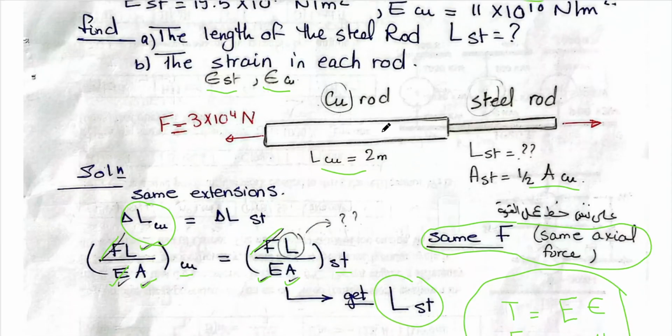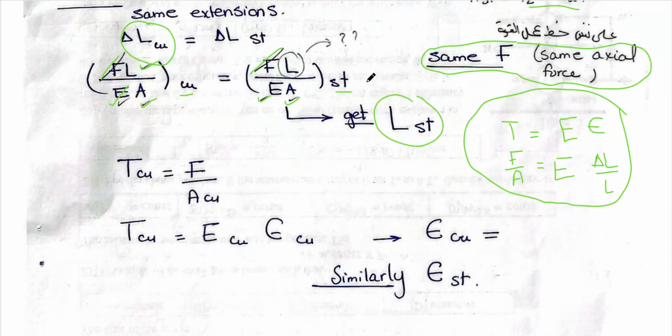The second requirement was the strain in each rod. From here, we have the strain equals the stress divided by Young's modulus. So calculate the stress in the copper, force over area, and then calculate the strain. Similarly, you can do the same with the strain of steel.